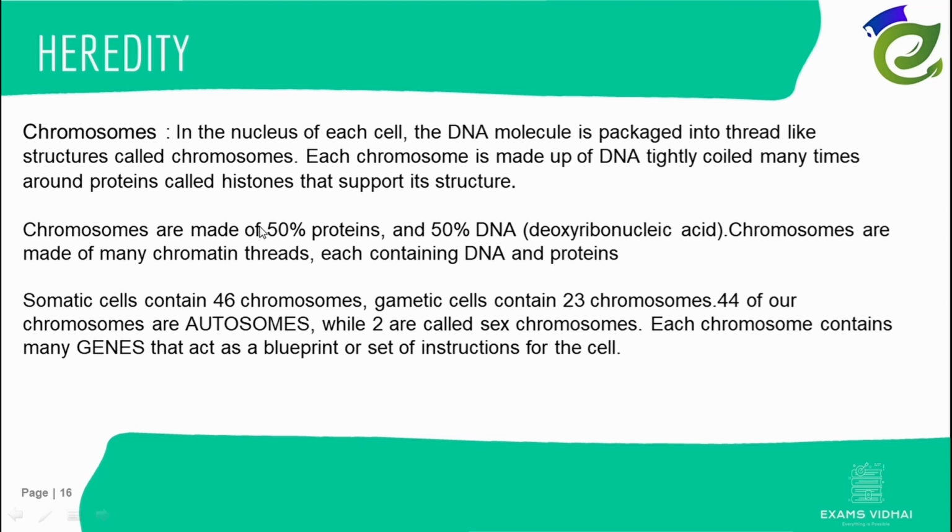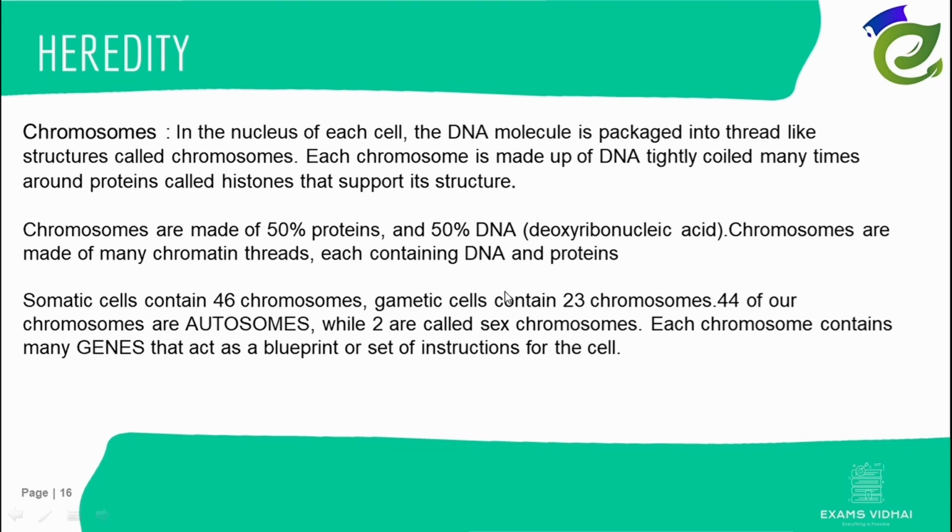They're made up of 50% proteins and 50% DNA. What's the full form of DNA? Deoxyribonucleic acid. Chromosomes are made up of many chromatin threads, each containing DNA and proteins. So, somatic cells. What are these somatic cells? Somatic cells are the cells of your body except your sex cells, the sperm or ova. Except them, you'll be containing 46 chromosomes everywhere.